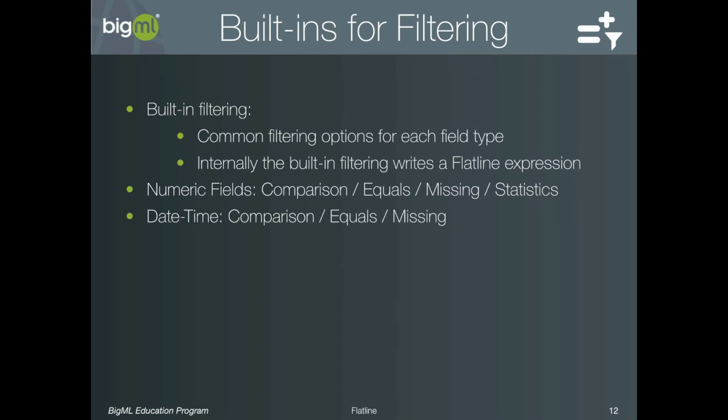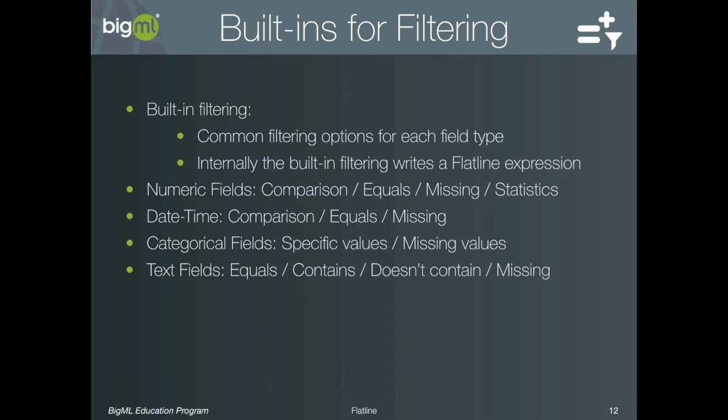In a similar manner, for datetime fields, it is possible to filter by comparison to a date range, equality with a specific date, or by fields that have a missing datetime. For categorical fields, you can filter by matching a specific class or by missing values. And for text fields, it is possible to filter by whether the text field exactly equals a string, whether it contains or does not contain a string, or by if the text field has a missing value.